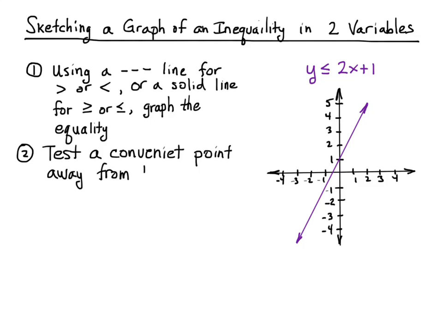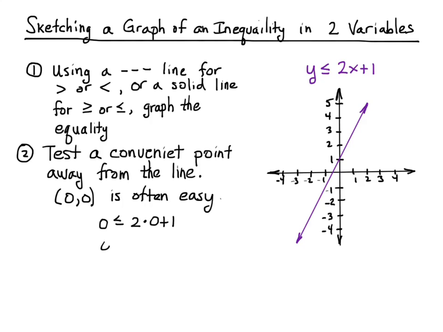Okay, so then we're going to take a test point, and we can choose any point, because the solution is either going to be everything on this side of the line, or everything on this side of the line. So you only need to test one point. Don't test a point on the line. That just tells you that the line is in the right spot. (0, 0) is often the easiest point to use, because (0, 0) in a linear equation is an easy computation to make.